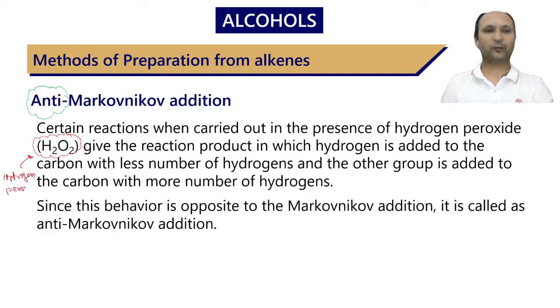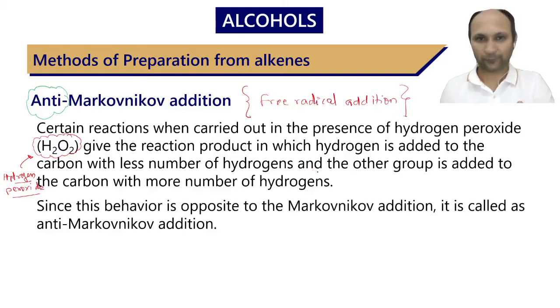Whenever you find hydrogen peroxide in any reaction, you will say that it will be a generator of free radicals, and the reactions will be of free radical type. So here in this case our reaction is free radical addition. Again, we are not going too deep into the free radical addition mechanism, but we are definitely going to cover it in the chapter on alkenes. And here let us see what consequences we can have.